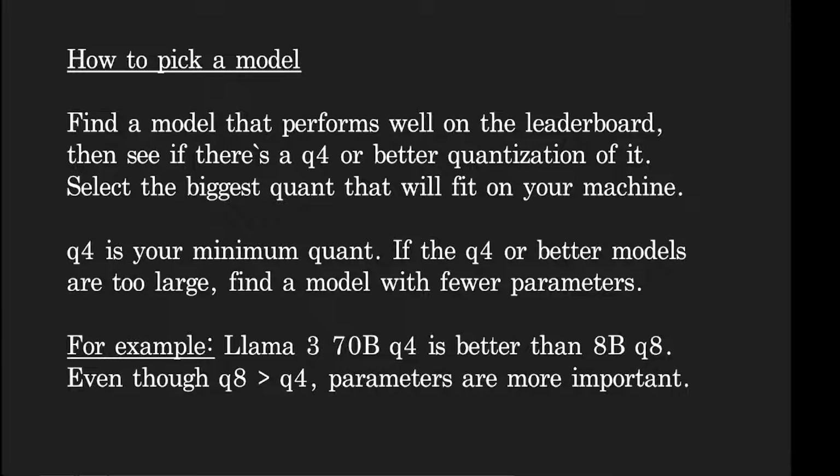So instead of the 70 billion Q4, we should go to an 8 billion parameter Q8. Because even though Q8 is... if we can fit the Q4 70 billion, we should go with that instead of the 8 billion Q8, because parameters are always more important as long as you can get your quant level above Q4.